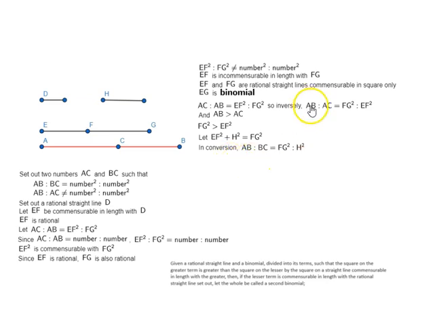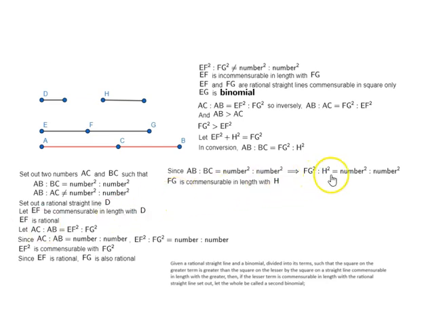In conversion, AB is to the remainder, right? So AB is to AC, so AC gets replaced by the excess. So AB is to BC is equal to FG square is to the excess, that is H square. Now, since AB is to BC has a ratio which a number square has to a number square, because of this proportionality, FG square is to H square also has a ratio of number square to number square, which means that FG is commensurable in length with H.